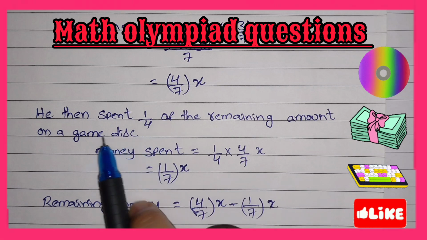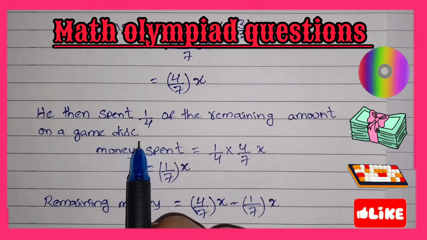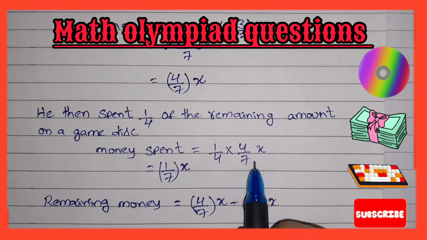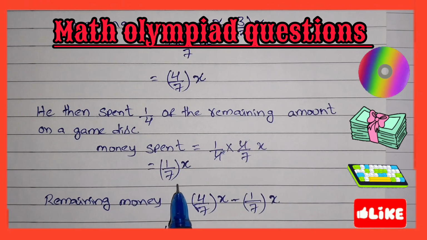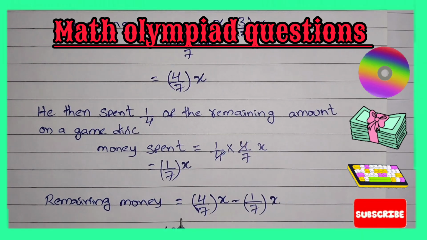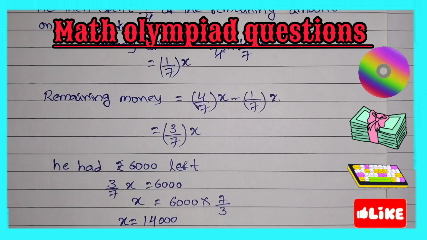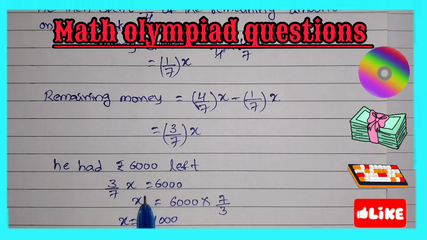He then spent 1/4 of the remaining amount on a game disc. Money spent equals 1/4 multiplied by 4/7x. The 4 will get cancelled, so it is 1/7 of x. Remaining money equals 4/7 of x minus 1/7 of x. 4 minus 1 is 3, so 3/7 of x. He had 6,000 rupees left.